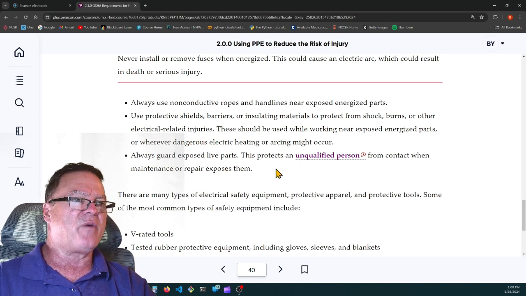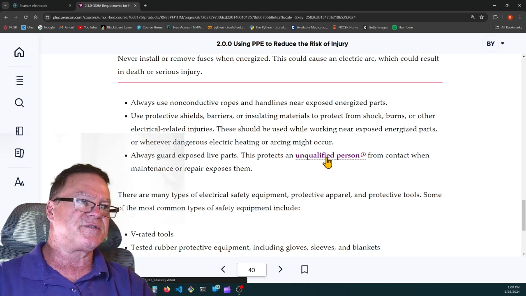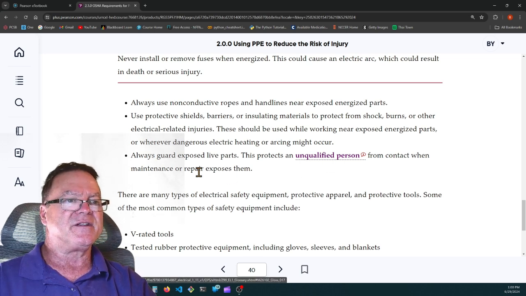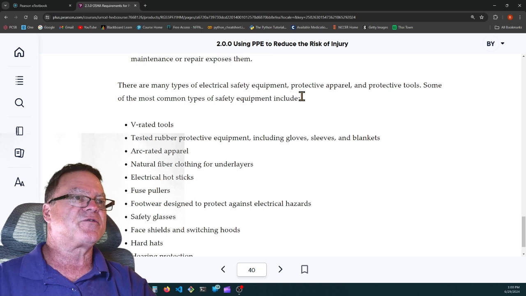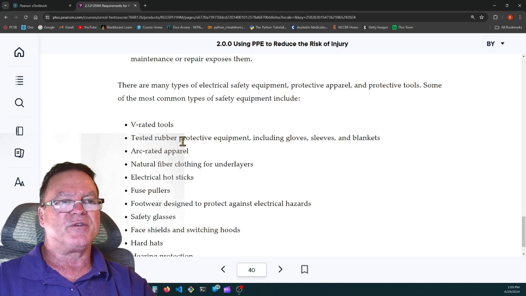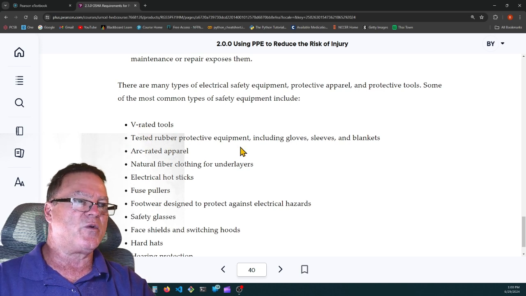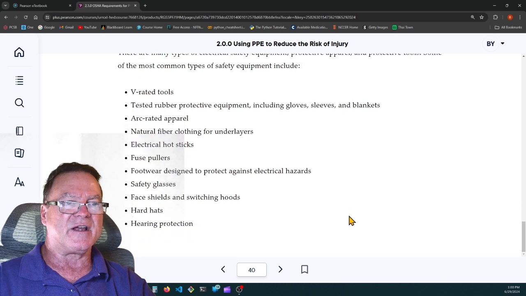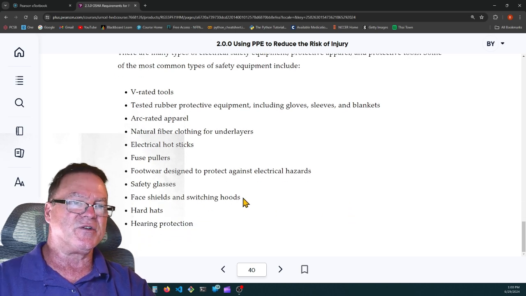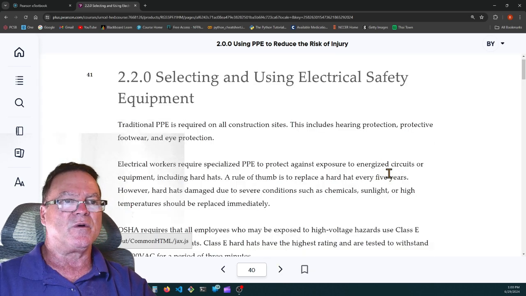Always guard exposed live parts. This protects an unqualified person from contact when maintenance or repair exposes them. There are many types of electrical safety equipment, protective apparel, and protective tools. So you have voltage-rated tools, tested rubber protective equipment, including gloves, sleeves, and blankets, arc-rated apparel, natural fiber clothing for underlayers, electrical hot sticks, fuse pullers, footwear designed to protect against electrical hazards, safety glasses, face shields, and switching hoods, hard hats, hearing protection. All of those to protect the worker.